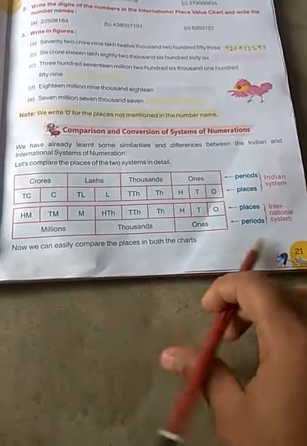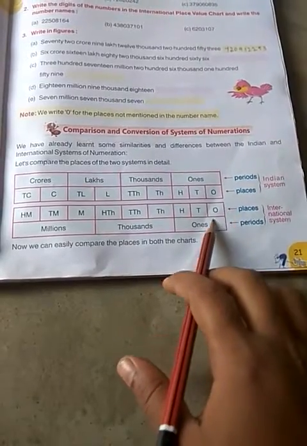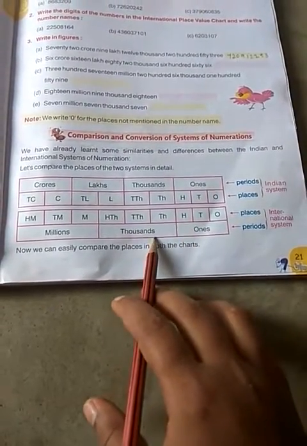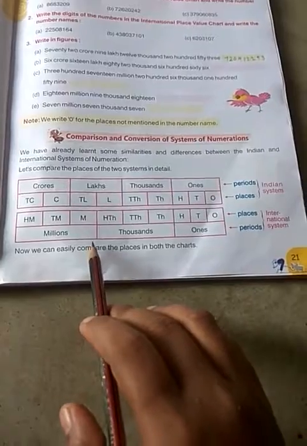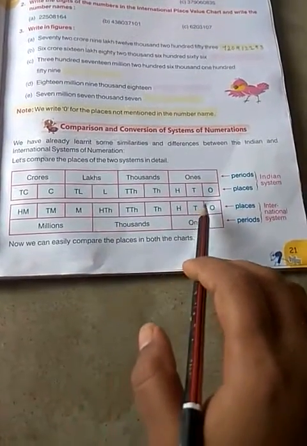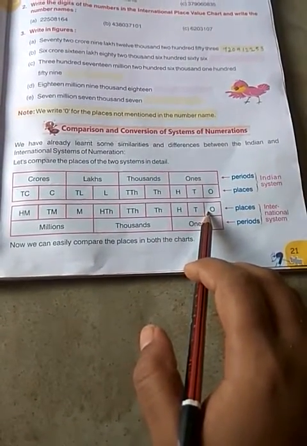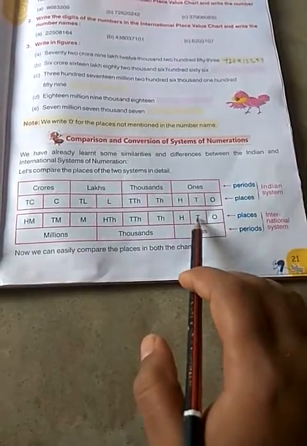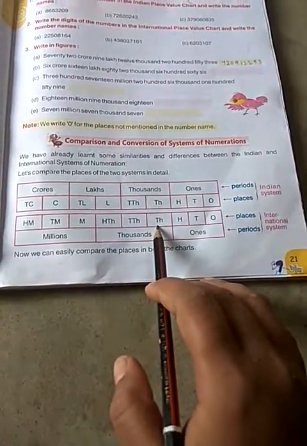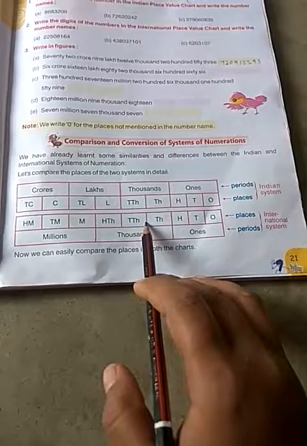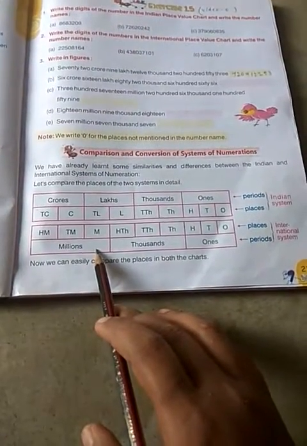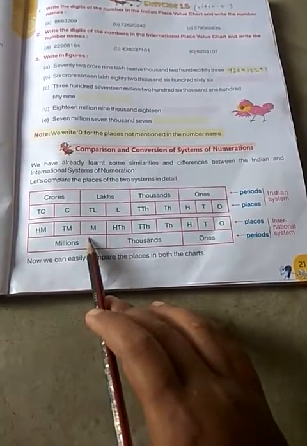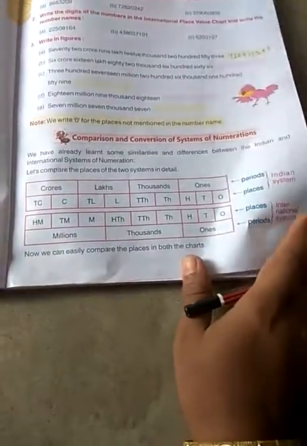But in international system you can see the periods are ones, thousands and millions. In ones place there is 1, 10 and 100, and in thousand place there is 1000, 10,000 and 100,000, and in millions place there is million, 10 million and 100 million.